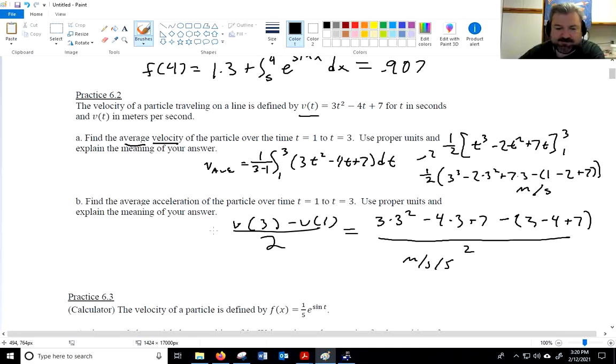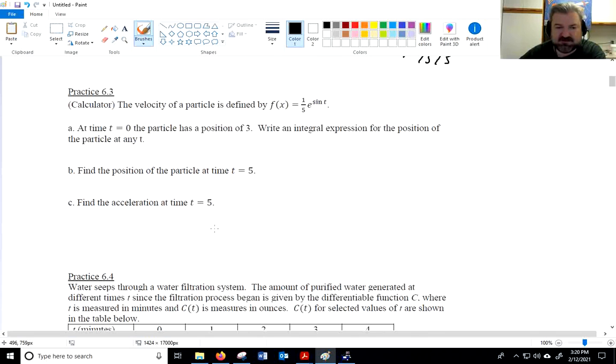Okay, let's take a look at the next one. This one's a calculator problem. Give this one a try. All right, let's see how you did. The velocity of a particle is defined by f of x equals 1/5 e to the sine t. At t equals 0, the particle has a position of 3. Write an integral expression for the position of the particle at any time t. So I can do that by saying an integral expression for the position at any time t.